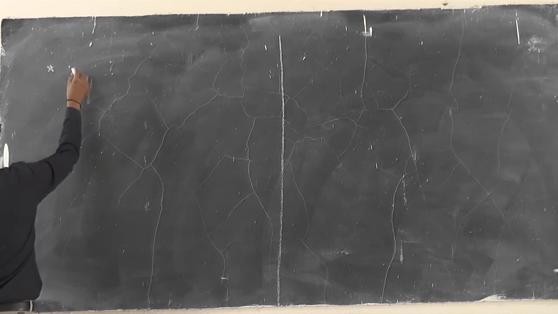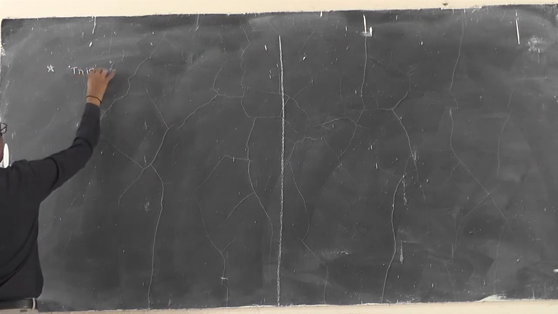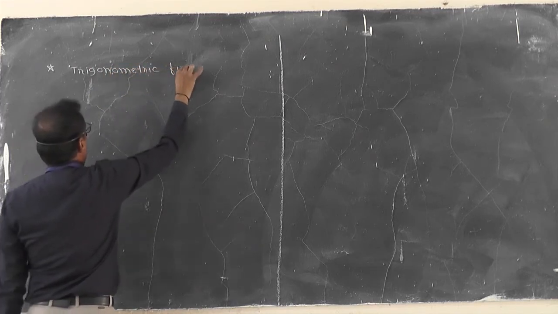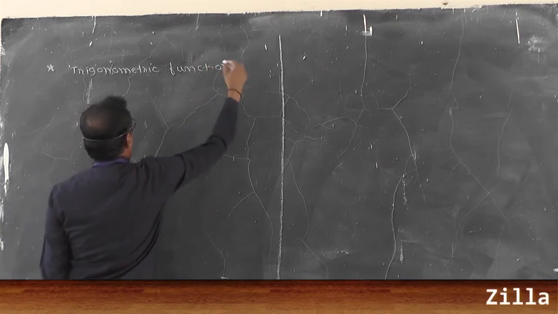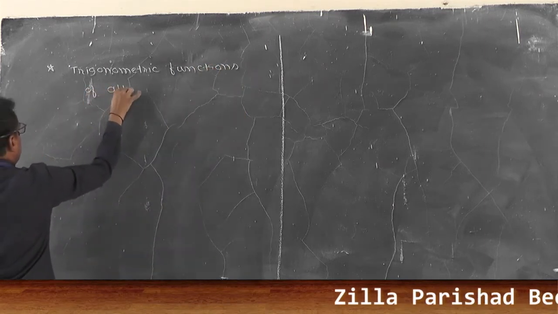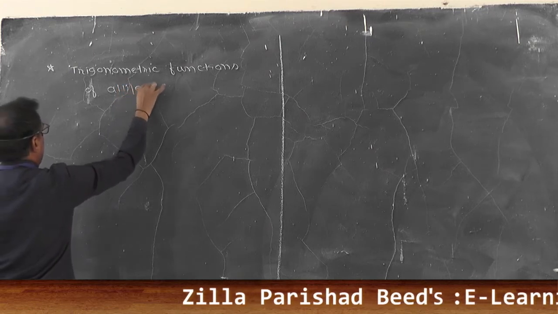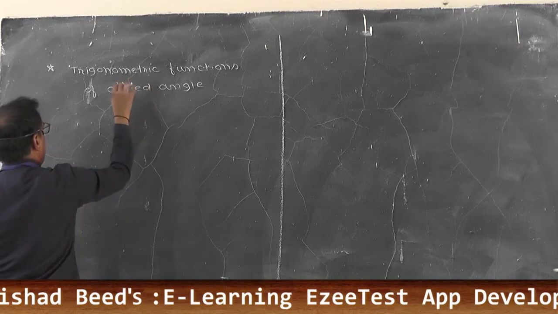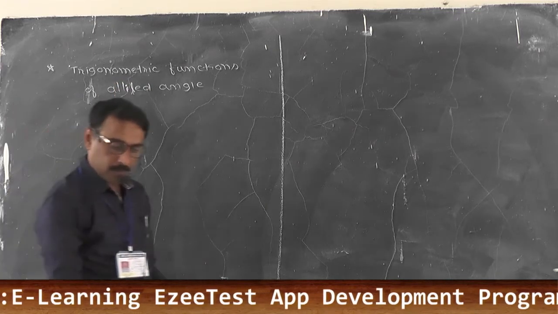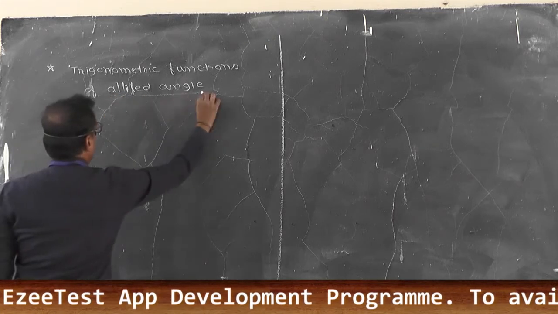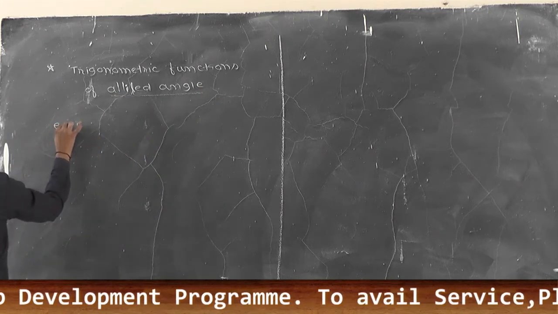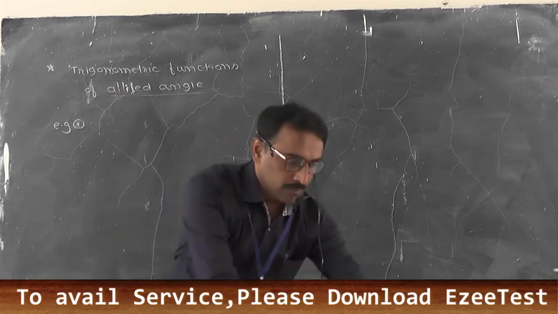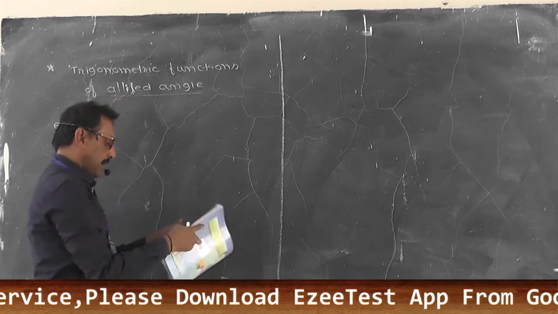Now in this present lecture we will discuss again trigonometric functions of allied angle. Now in order to clear the idea of this allied angle, we will take few examples here. Just two examples I will continue, and after that we will take a next article.